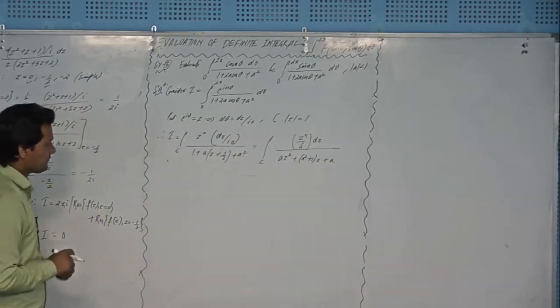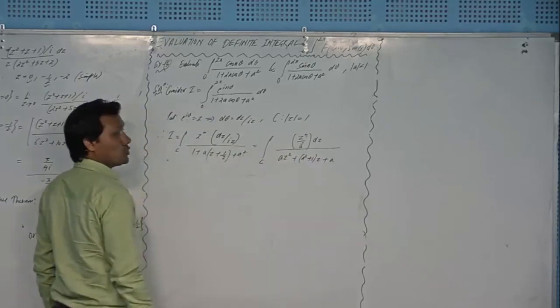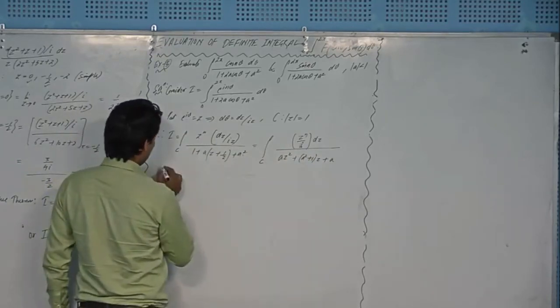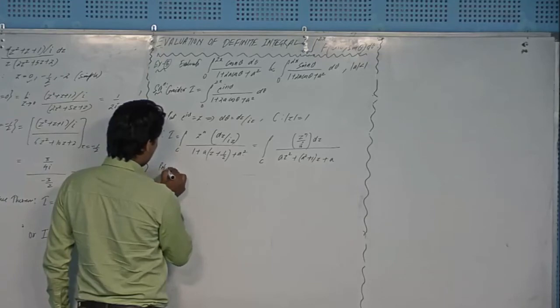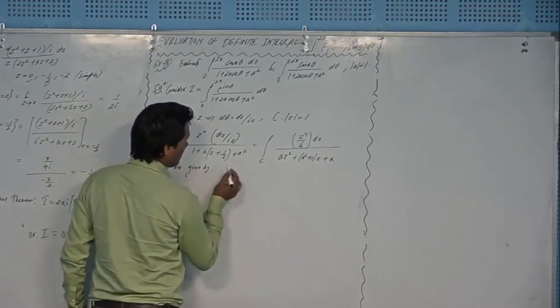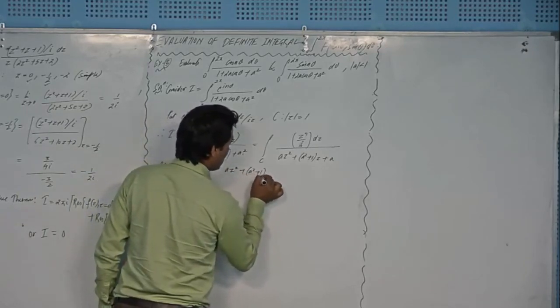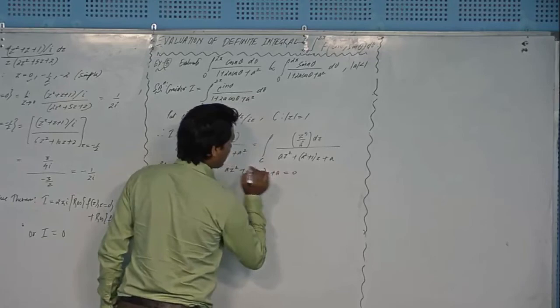Now finding the poles. The poles are given by equating the denominator to 0.